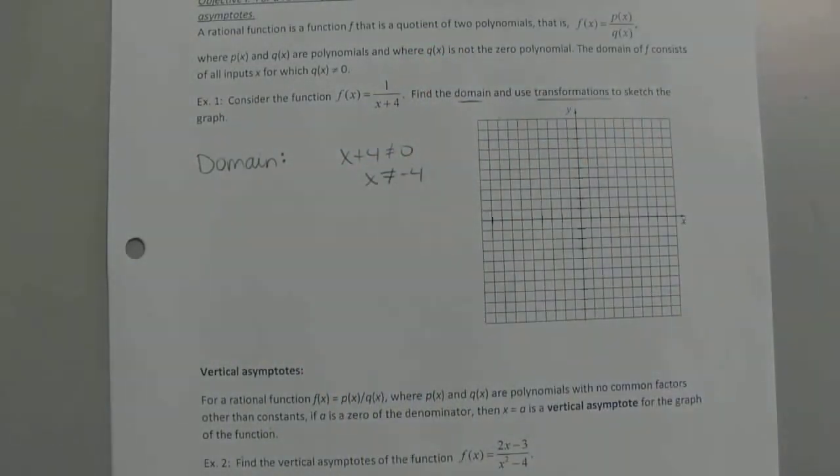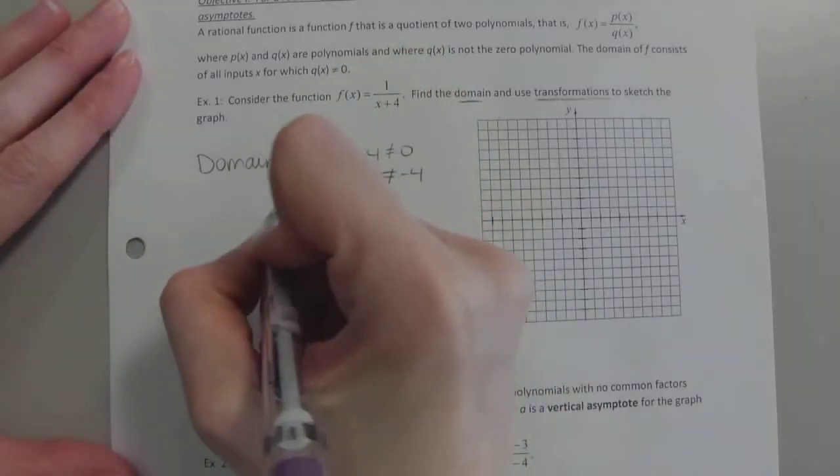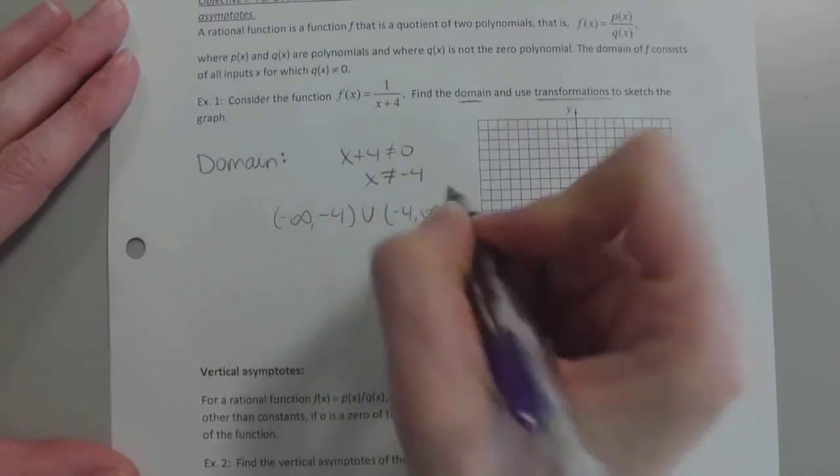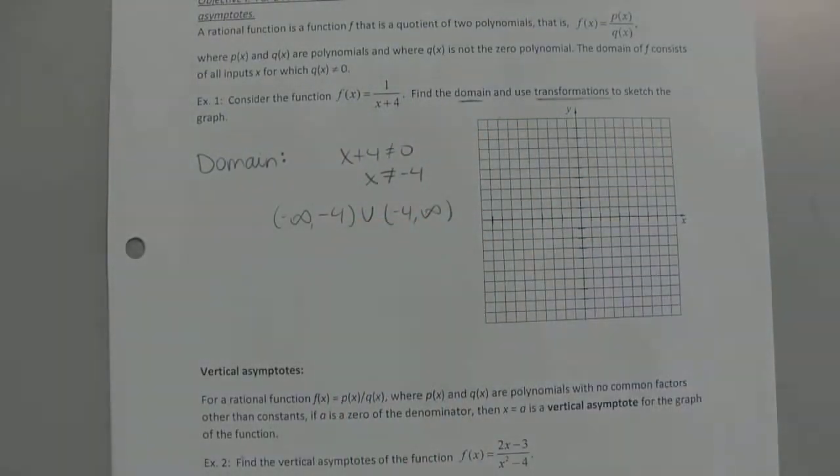But remember, when you say domain, you're not supposed to be stating what it can't be. You're supposed to be stating what it can be. So we have to write this in interval notation where we want to say every number but negative 4. Remember how to do that? Negative infinity to negative 4 union negative 4 to infinity. Okay? What does that mean? That means that we can graph every x on here, so we'll have a continuous line, except for we cannot graph x equals negative 4. All right? So that's the first part, our domain.